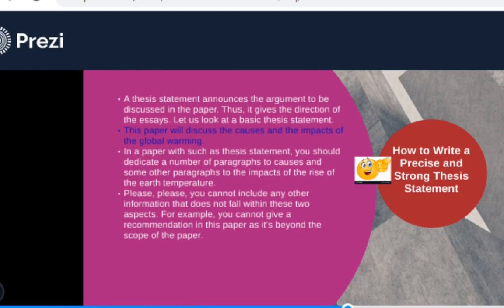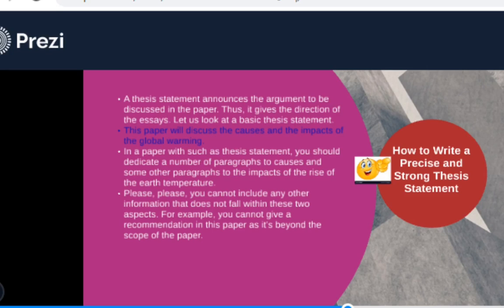Let's look at a basic thesis statement. This paper will discuss the causes and the impacts of global warming. A paper with such a thesis statement will include a number of paragraphs talking about the causes of global warming and some other paragraphs that discuss the impacts of the rise of the earth's temperature. Please note that you cannot include any other information that does not fall within these 2 aspects. For example, you cannot give a recommendation in this paper as it's beyond the scope of the essay.